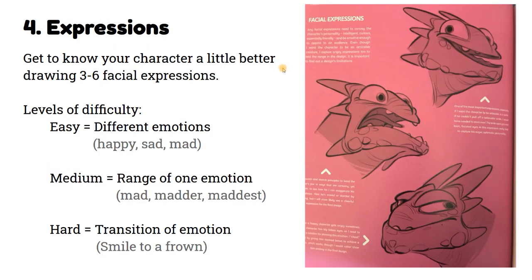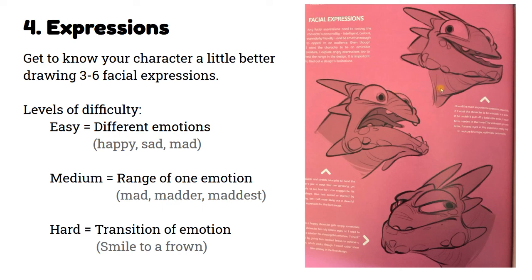After that, you're going to move on to expressions, and this is where you get to really have fun with the face and see what your character's personality is like. We're going to do 3 to 6 facial expressions for this project, and I feel like there is a sort of level of difficulty when choosing which emotions to do. If you do very different emotions like happy, sad, and mad, it's a little bit easier in my opinion just because you have more room for error. If you don't draw the eyes exactly the same, it's okay because the expressions are so different, they're going to change the shape of the eyes anyway.